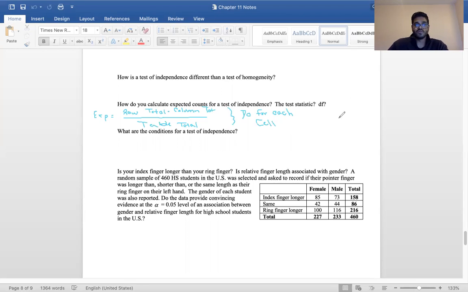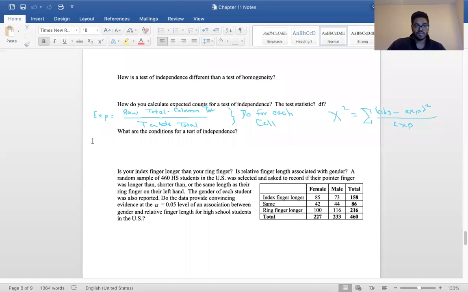And then what's the actual chi-square? It's the same as always. So chi-square is going to be the sum of the observed minus the expected, all squared, divided by expected. So that part doesn't change.